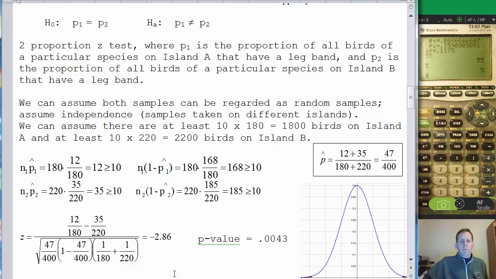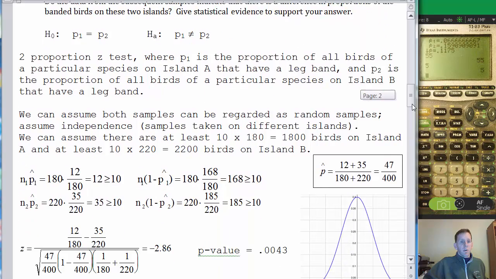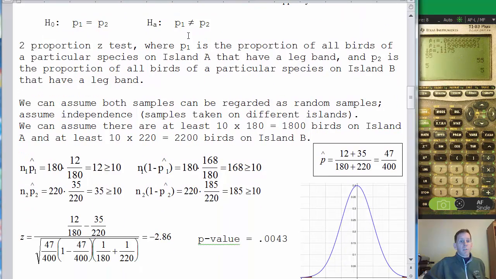So this is a situation where the question is asking, basically, is there a difference in the proportions of banded birds? Is there a difference? Essentially means the null hypothesis is there's no difference, P1 equals P2, and the alternative is P1 is not equal to P2. You could also say P1 minus P2 equals 0 for the null hypothesis, and P1 minus P2 is not equal to 0 for the alternative. Our procedure is the two-proportion z-test. The parameter P1 is the proportion of all birds of a particular species on island A that have a leg band. P2 is the proportion of all birds of a particular species on island B that have a leg band.